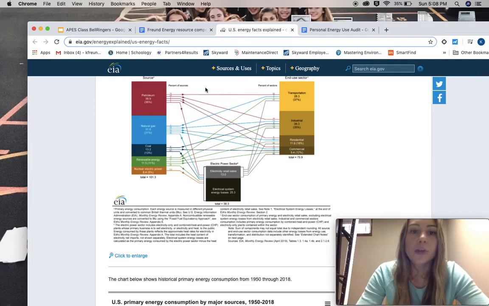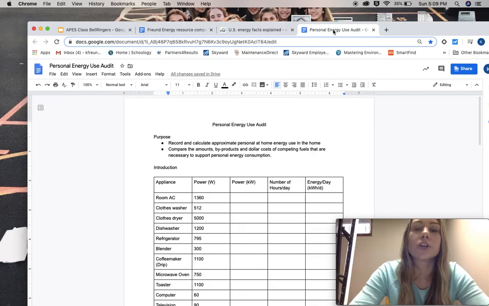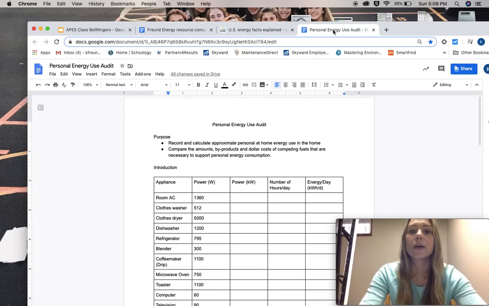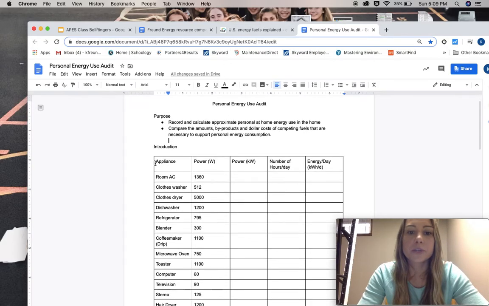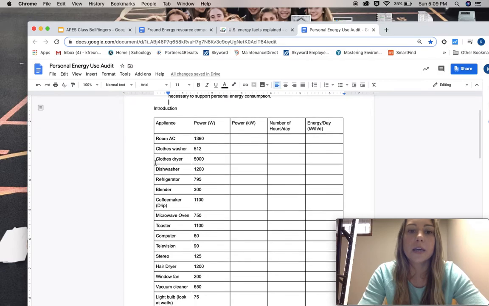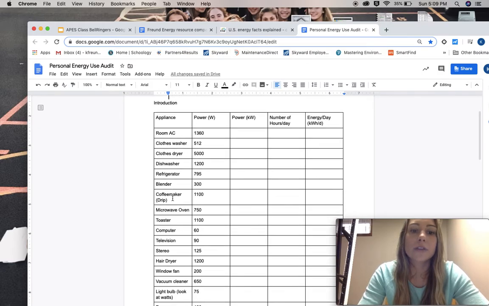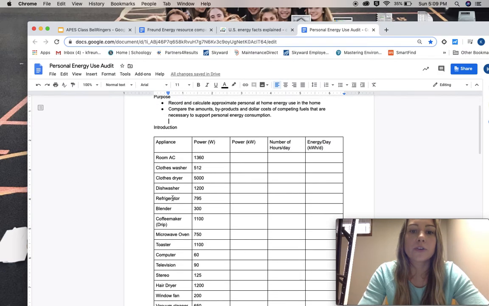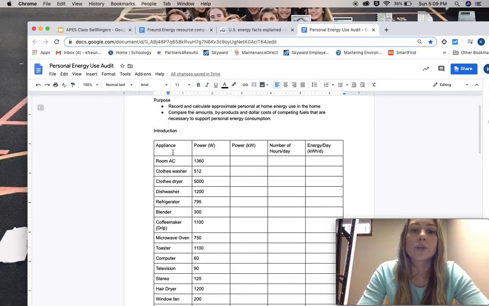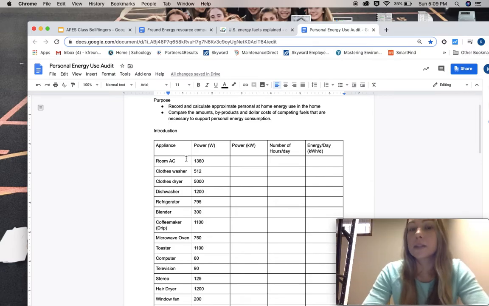After you've done your bell ringer, our worksheet for today is going to be taking a look at your personal energy use at home, you and your family. So we have a table here for day 1 that we're going to be completing. It has a list of all of the common appliances that you might find in your home, and we are going to be figuring out how much energy we are using every day to use these appliances. Now, keep in mind this is daily.